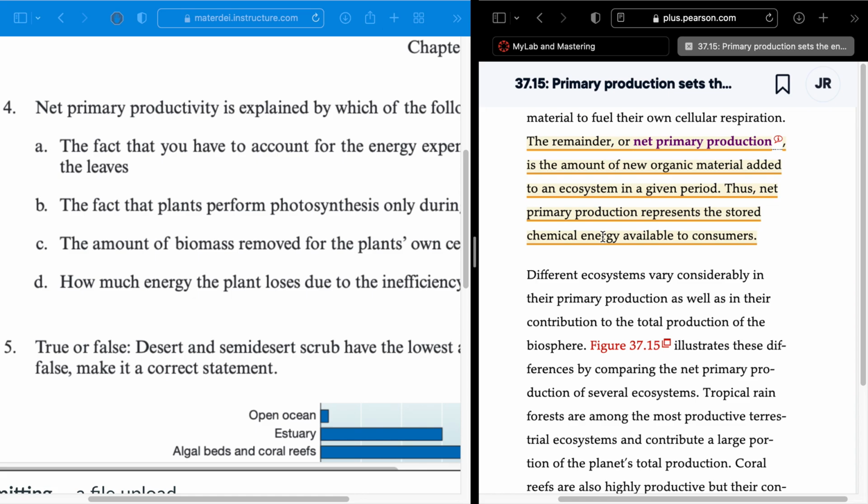Primary production has a gross amount of energy that they produce, but then the plant uses some of that energy that it made, and then it can pass off the extra and put it into a fruit, or it can put it into a new leaf growth. And so then you have net primary productivity. So what is best explained? What's the right answer for that? A, B, C, or D?